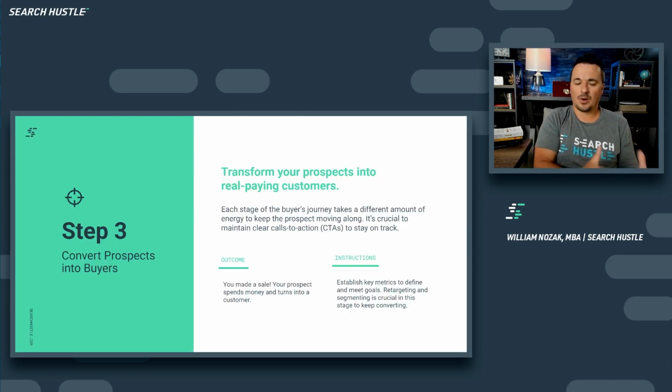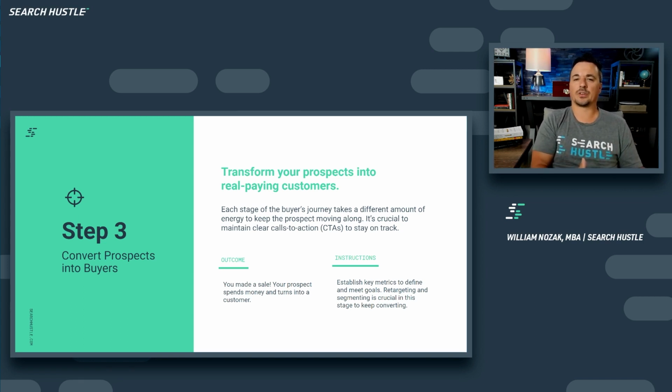And then the process of converting a prospect into a buyer. So we want to get real paying customers, right? We can't just have friends of the business forever. We want to have those real relationships and be truthful with people and add real value to them. But the hope for any business and for any marketing and sales team is that we want to have some metrics and some goals. And then we want to retarget and segment, and we want to be converting, right? It's all about conversion at the end of the day.